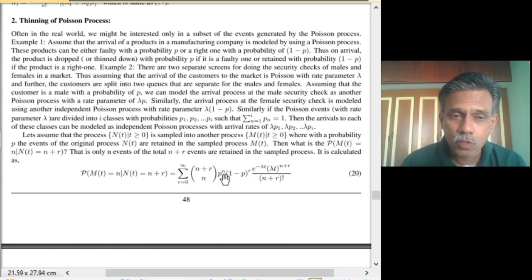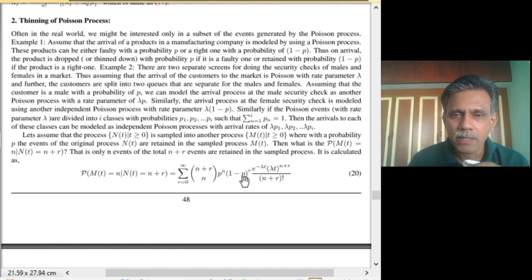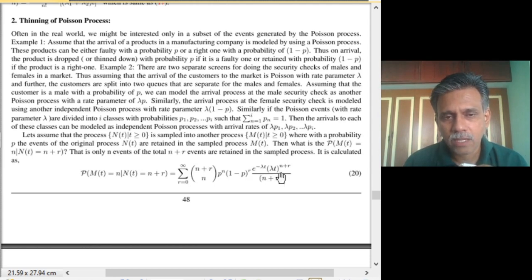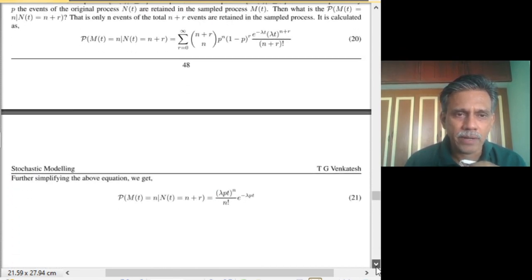Because n go to the sampled process and r of them are not counted in the sampled process. And how many events should have totally occurred? n plus r events should have occurred. Then the corresponding Poisson PMF is e power minus lambda t, (lambda t) power n plus r, divided by n plus r factorial. Now we can easily manipulate it and we have this formula.